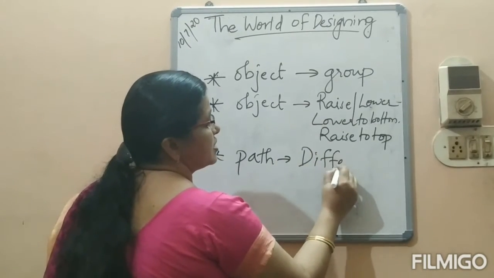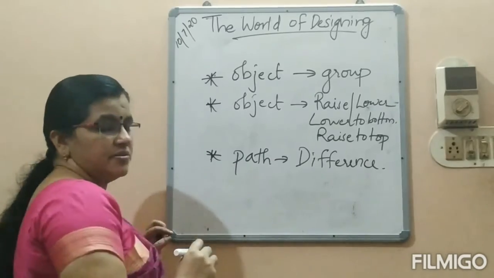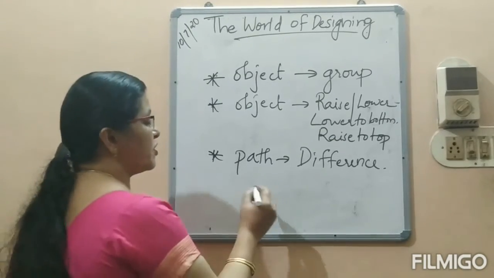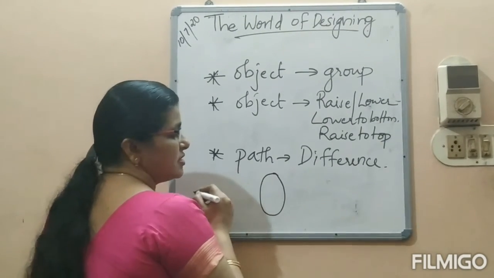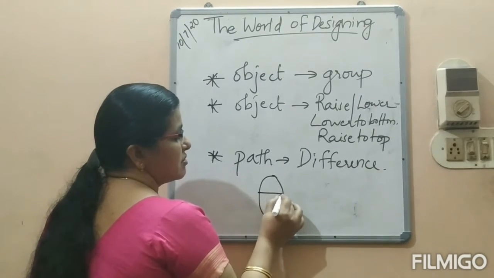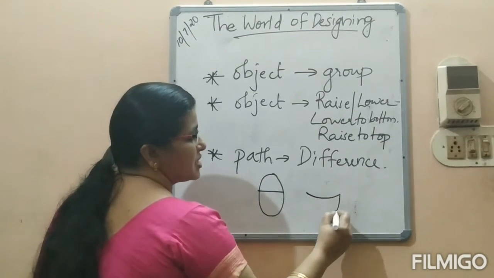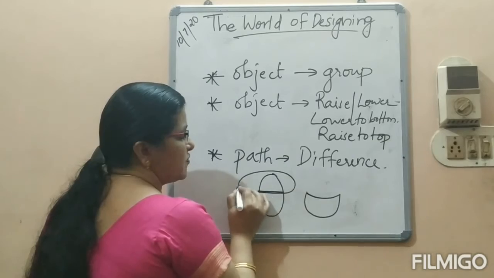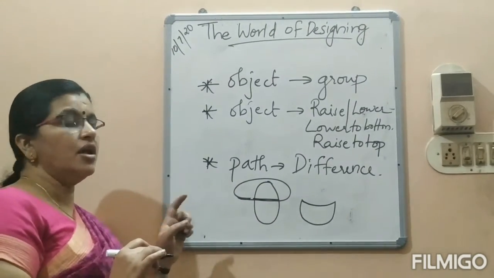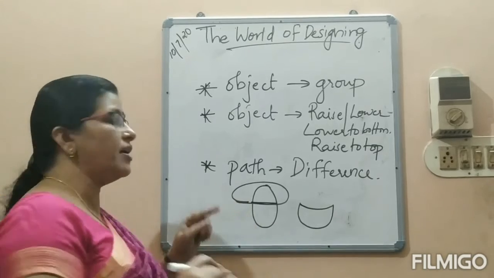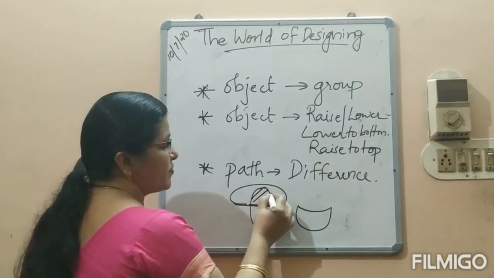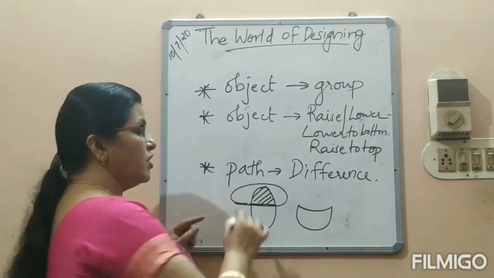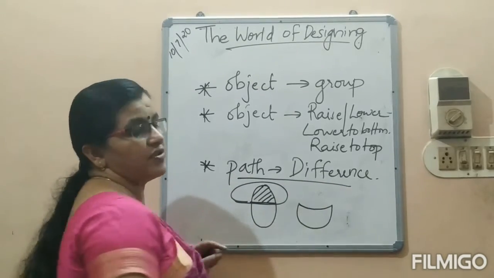What is the use of path difference? Removing the common area. For example, you have drawn an oval shape like this. We want to cut it from here, and you want to make the shape like this. What will you do? You will make a circle over this figure. When you make the circle over this figure, this is the common area. To remove that common area, you are using the path difference.